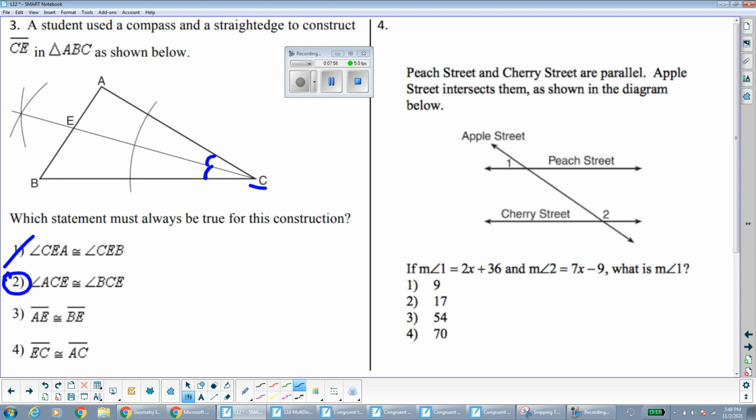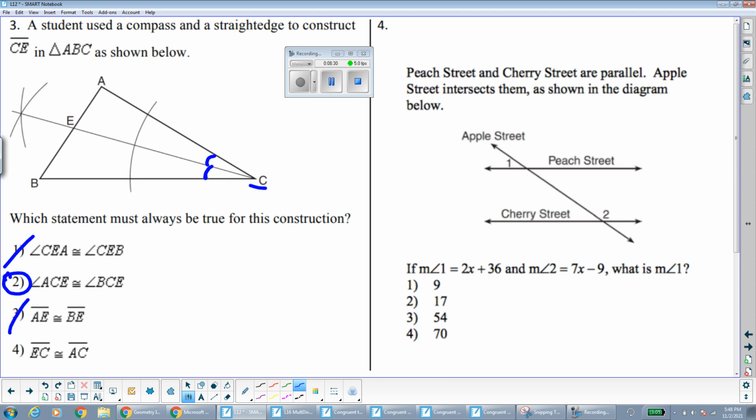So if you picked answer choice 3, that's saying that AE and BE are equal to each other. Those are the two pieces of side AB of the triangle. We don't know that E is the midpoint of the side. We don't know that we have a perpendicular bisector of a line segment. We don't know we have a median of the triangle. So based on just the construction that's shown here, which is an angle bisector, we don't have enough information to conclude for sure that AE and BE are in fact congruent to each other.